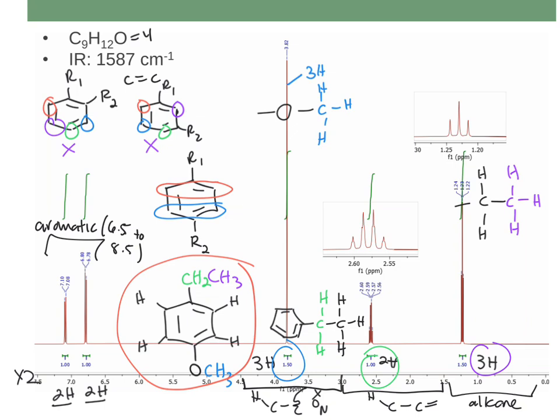So here are some examples of how we put together all the information. How many signals do we have? What are the integrations? What are the neighbors? What does the chemical shift tell us? So that we can support why we think that a certain structure is a structure, and how we can come up with a structure given some information.